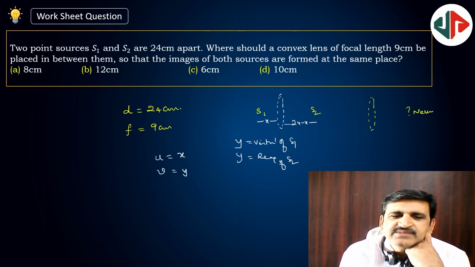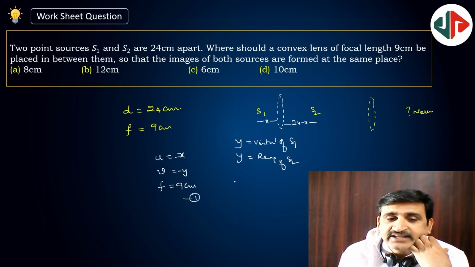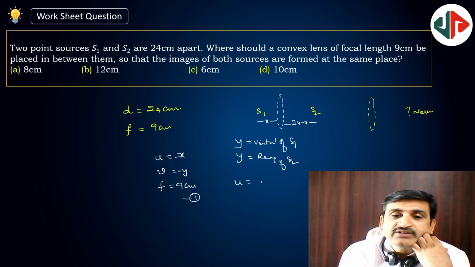Maybe this side, same side. So you can take y minus and x also minus. Then focal length f is equal to 9 centimeters as usual. Write equation 1, that is 1 by v minus 1 by u equal to 1 by f. Again, u is equal to 24 minus x, and image will be v is equal to this side.